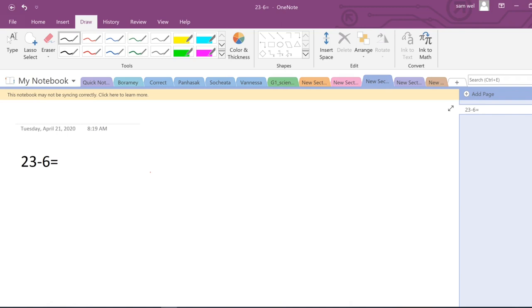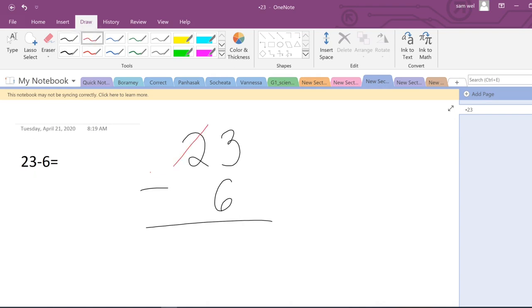23 minus 6. We cannot do subtraction here. 3 minus 6, no. So we have to borrow 1 from 2. The 2 now becomes 1. And we have to write 1 here next to 3 because we are borrowing it from 2. So 13 minus 6 is equal to 7. And then 1 minus 0 is equal to 1.